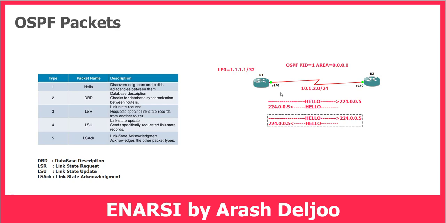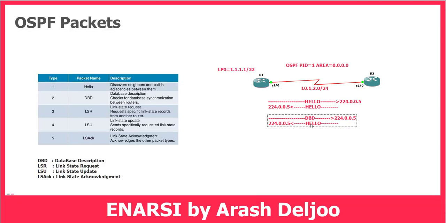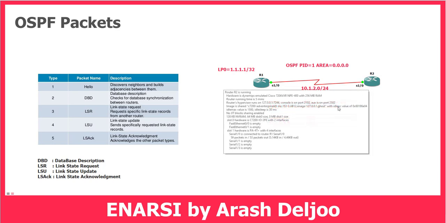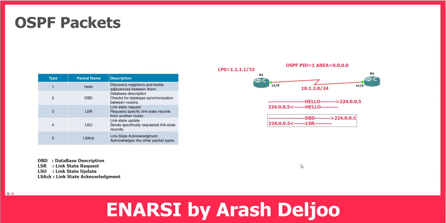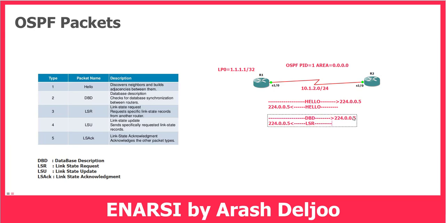After that, let me show you only one way. For example, from R1. R1 sends its DBD to 224.0.0.5, and after that we are receiving the link state request again from 10.1.12.2. This is the link state request, LSR, but this is a two-way process, meaning router 2 also should send its DBD, and after that it should receive a link state request from router 1. Then, as you can see, router 1 is sending the link state update. Let me show you.